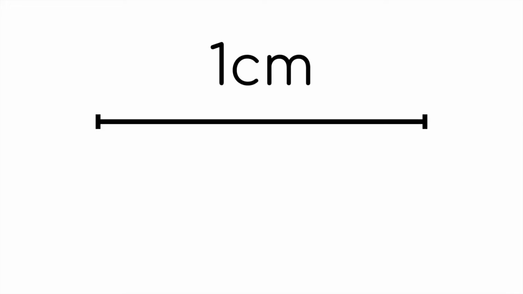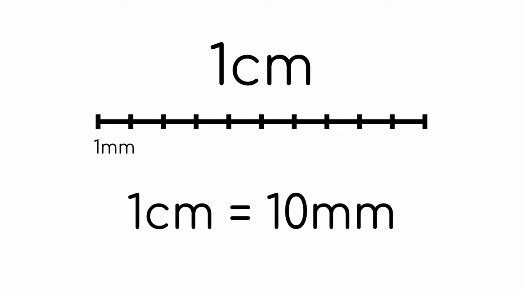Now let's look at some conversion between these units. So let's say we have this segment that is length 1 centimeter. Then if we split this segment up into 10 parts, then each part will be 1 millimeter. So 1 centimeter is equal to 10 millimeters.